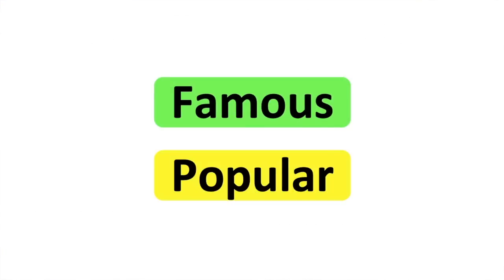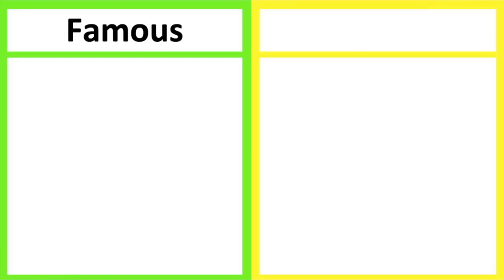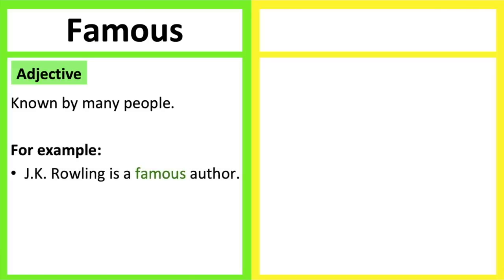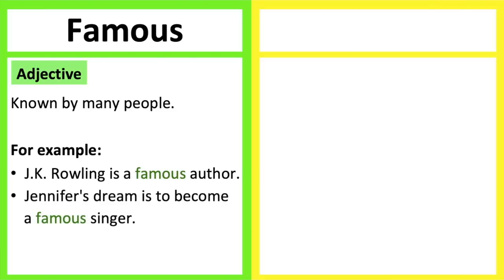Famous, popular. Famous is an adjective. It's used to describe a person, place, or thing that is known by many people. For example, J.K. Rowling is a famous author. So, J.K. Rowling is known by many people for writing Harry Potter books. Jennifer's dream is to become a famous singer. So Jennifer wants to become a singer that is known by many people.